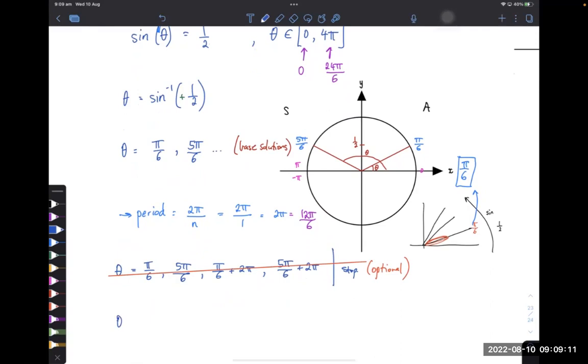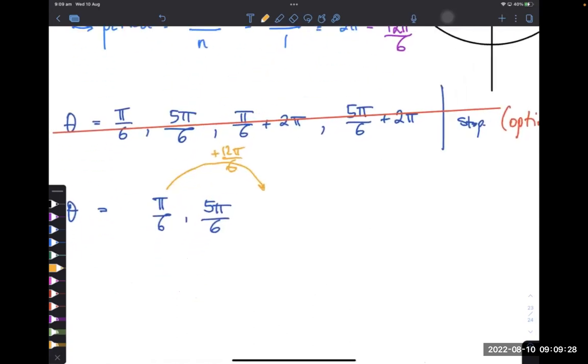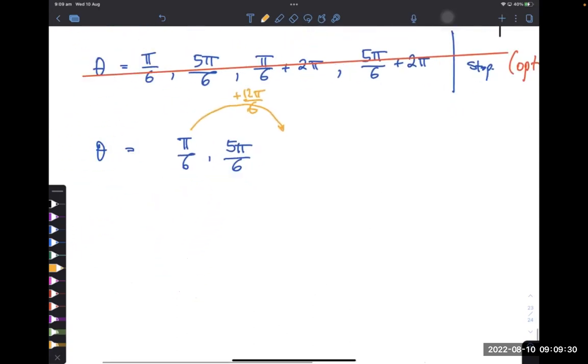The way that I do it is I'll start off, okay, I've got pi on 6. I've got 5 pi on 6. Now I slinky forward by adding 12 pi on 6 to the first solution. Sorry, I'll zoom in here. That brings us to, what's pi on 6 plus 12 pi on 6? 13 pi on 6. Notice how the denominators are the same. It's way easier to add.